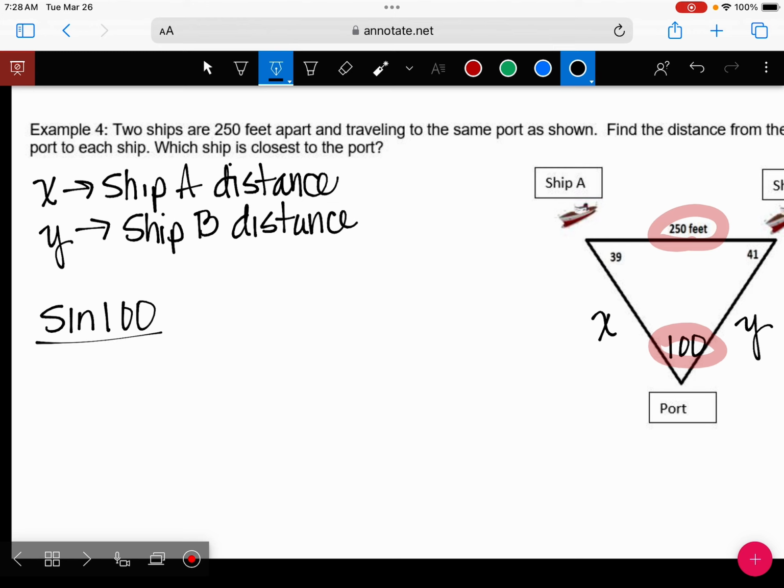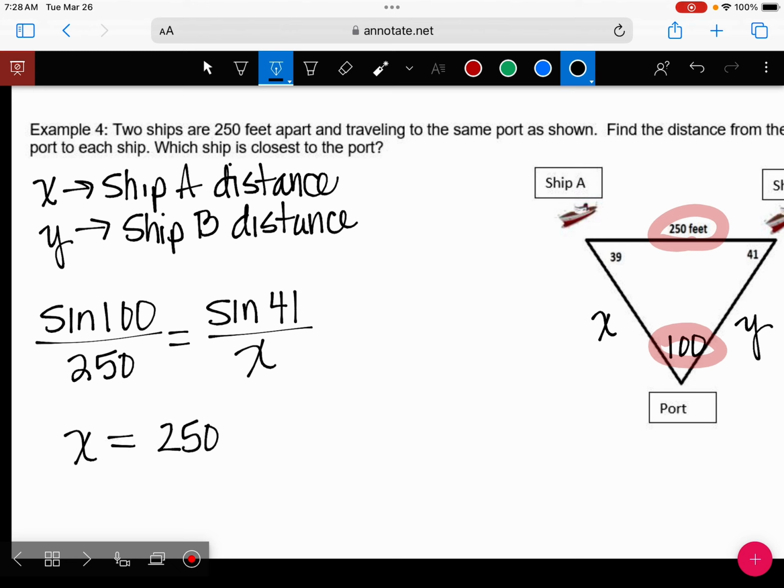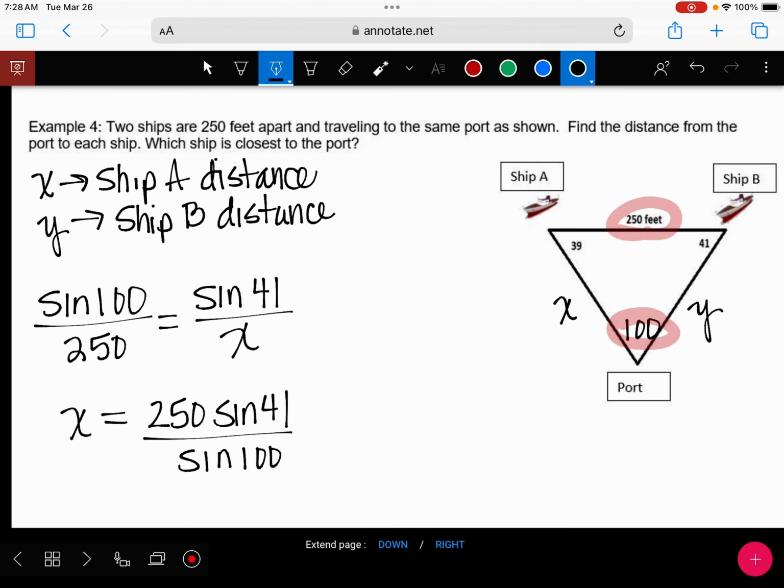So I have sine of 100 over 250. So I'm going to find x first. And across from x is the 41 degree. So when you cross multiply that, you would have x equals 250 sine 41 divided by the sine of 100. Which, and of course I don't have my answer key with me, so I got to do this. 166.54.